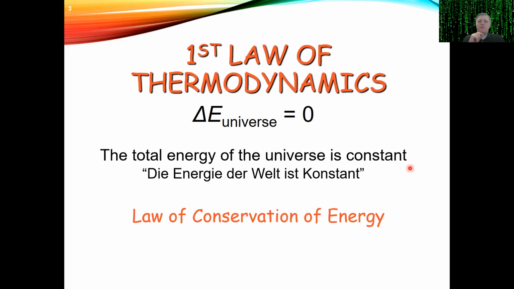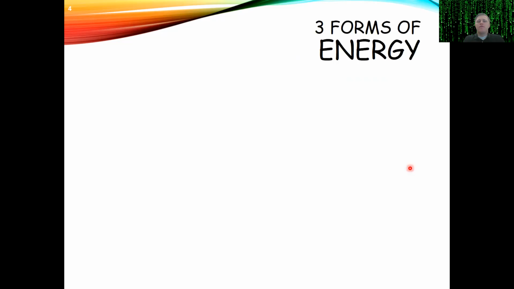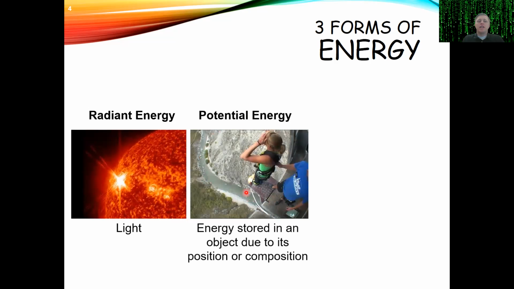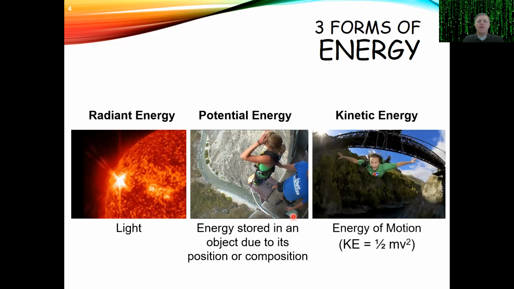Now, we talked about at the beginning of the semester how there are three forms of energy. We can review those now. So first, there's radiant energy, which basically is just light. So light radiates from place to place. Then there's also potential energy, which is energy stored in an object due to its position. So the most common way we think of potential energy is in the form of gravity. If I hold something up and I drop it, then it can convert its potential energy into kinetic energy, which is the energy of motion.